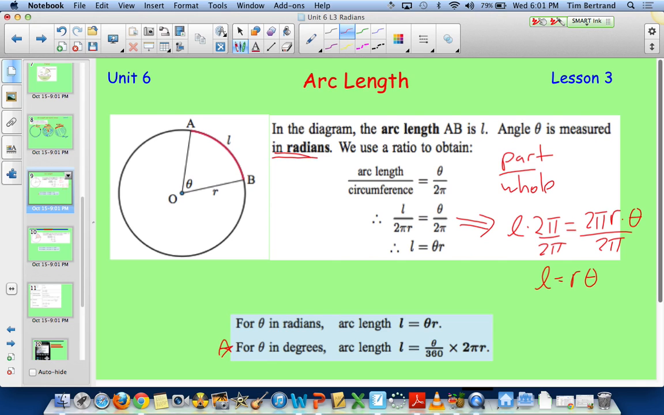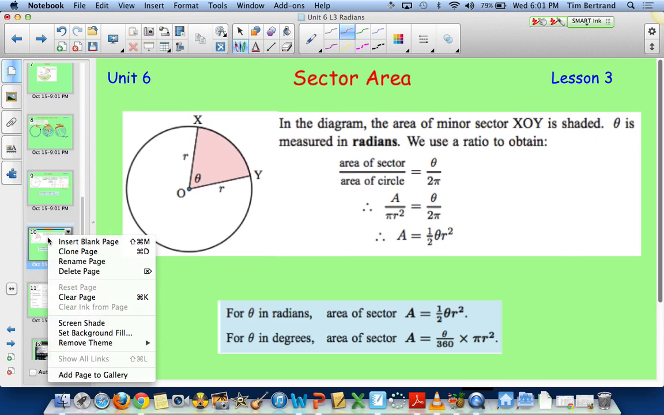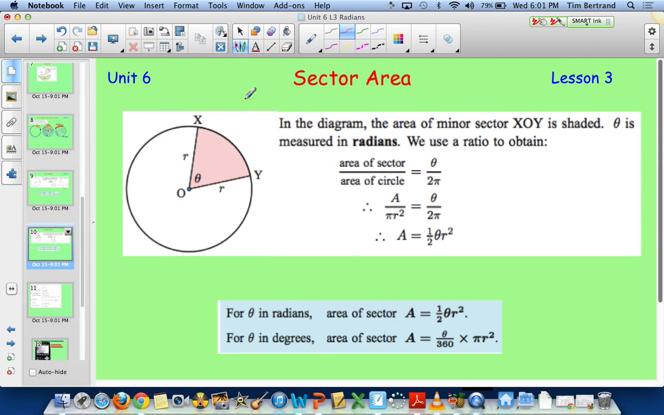Likewise, we get a nice formula for sector areas. So once again, we're going to do part to whole. We're going to set up two ratios and set them equal to each other. So we look at areas first. The area of a sector, we're going to call that A in this equation. That's the part. The whole area of a circle is pi r squared. So we know that formula from previous. The angle, once again, the part of the angle is theta. The whole angle of the circle would be 2 pi radians.